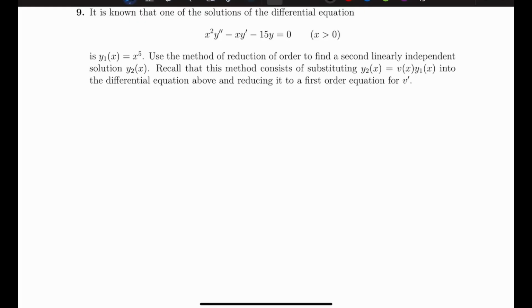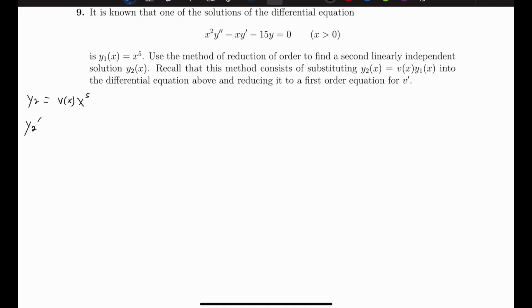These reduction of order problems in number 9 are one of the longest types you'll come across on exam 1, but they're not that difficult, just a lot of math. So they're giving us one solution to this differential equation, and they're reminding us of the reduction of order formula, that we can find another solution using v times y1. So we'll set this up as y2 equals v of x times y1, which is x to the 5th. This is reminding us that v is also a function, so we have to keep that in mind when we are taking the derivative of this.